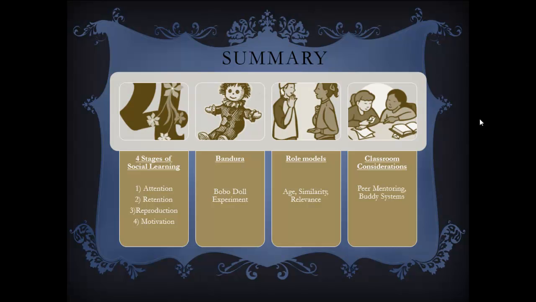So we're going to do a quick summary to finish off our presentation. Remember, we have 4 stages of social learning: attention, retention, reproduction, and motivation with positive or negative reinforcements. The person who came up with this theory was Bandura with his Bobo doll experiment. And remember that when we're putting role models together, it's very important that they have similar age, similarity to each other, possibly even similar personality types, likes, dislikes, and role models need to be relevant to the person who is seeking a role model. And finally, in the classroom, we can have peer mentoring and buddy systems, as long as you keep in mind everything from the role model slide, okay?